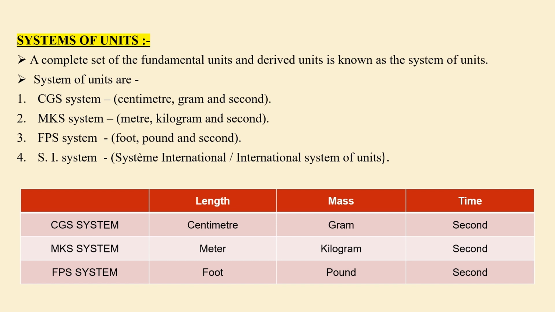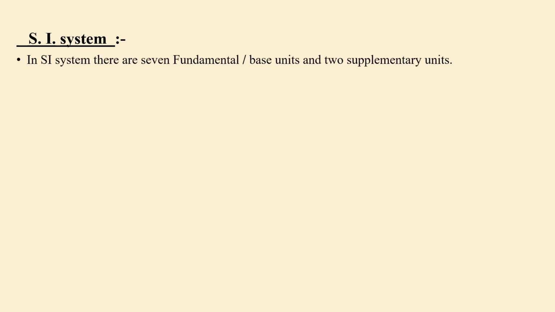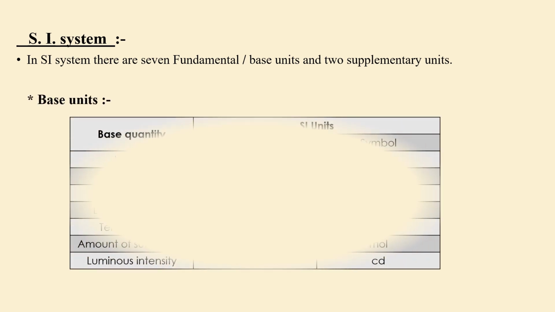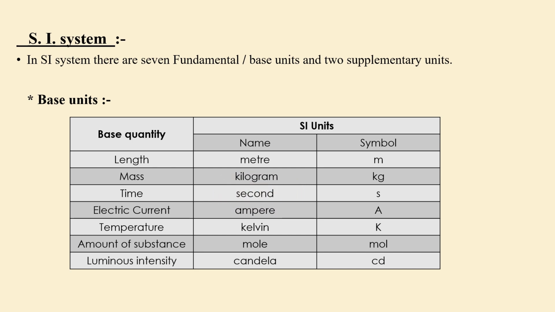In this table we can know the system of units on basis of length, mass and time. For CGS system, length is measured in centimeter, mass is measured in gram and time is measured in second. Similarly, for MKS system, length is in meter, mass is in kilogram and time is in second. For FPS system, length is in foot, mass is in pound and time is in second. SI system. In SI system there are 7 fundamental or base units and 2 supplementary units.